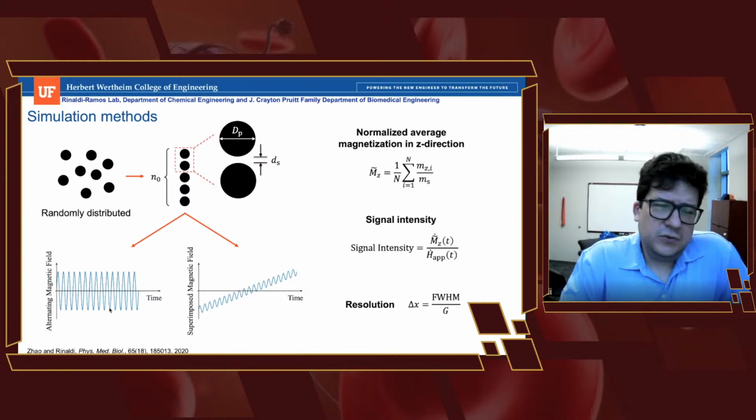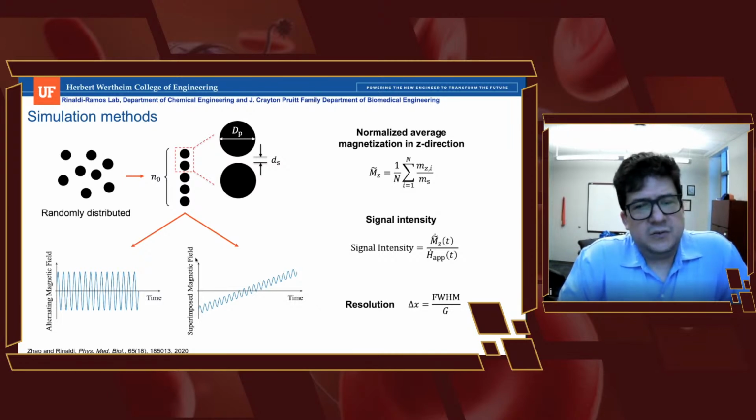And we're going to do this in two types of arrangements. One is going to be an alternating magnetic field, and another is going to be a superimposed alternating magnetic field and ramp field.